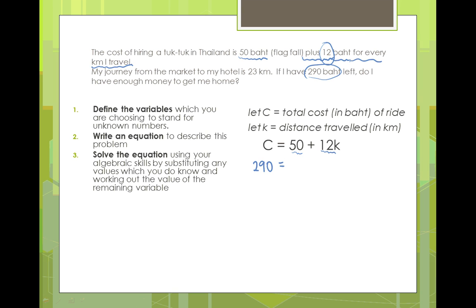I'm substituting in 290. I know I have to pay the 50 baht flag fall, and I know that I've got 12 baht to pay for every kilometre, but I don't know whether I'm going to have enough money to cover the kilometres. So I want to work out how many kilometres this 290 baht will get me. This is an equation that we have solved many of before. The variable that I'm trying to find out is the k, so I need the k on its own, and I'm going to do that by, of course, taking away 50 from both sides.